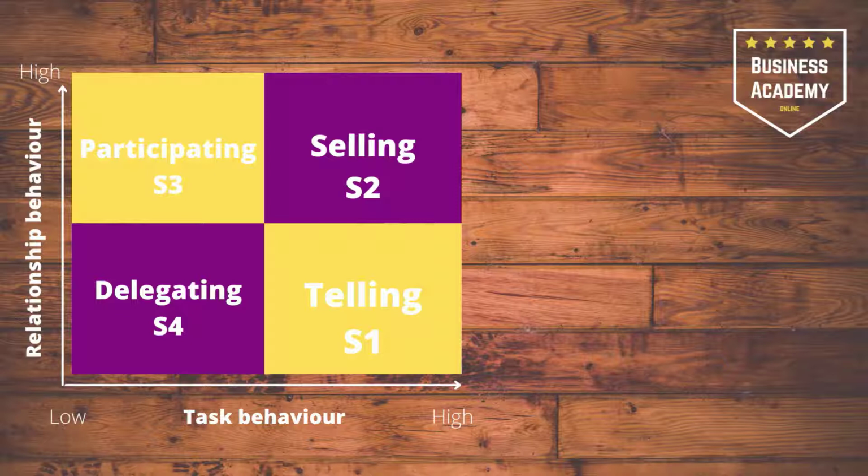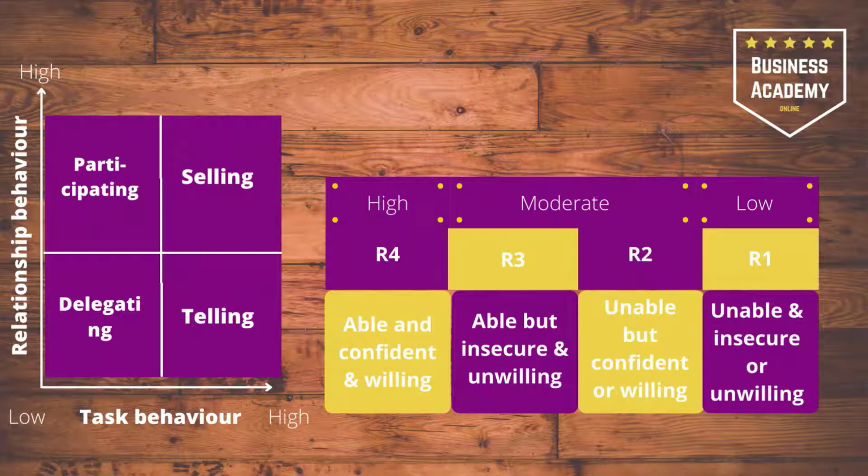On the axes, you can see that there's relationship and task behaviour, whether they're focused on the relationship with the employee or the task. And the four different approaches are telling, selling, participating, and delegating, known as S1 to S4. All of these are different approaches that can be used with different employees. And here we can see the employees.